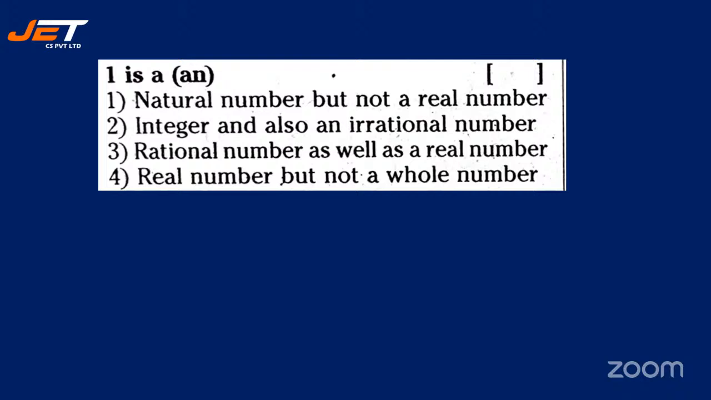1 is a natural number, but not a real number. Is it option 1 or option 2? It is an integer and also an irrational number. Third one, it is a rational number as well as a real number. Fourth, it is a real number but not a whole number.